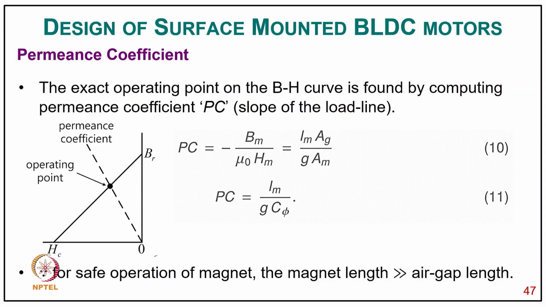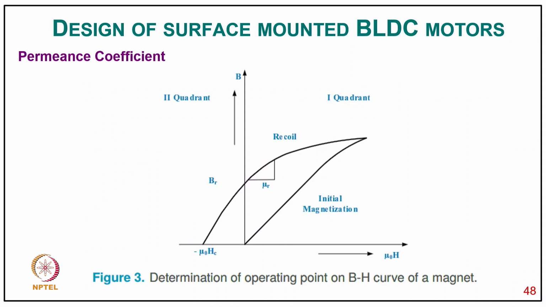So the exact operating point on the BH curve is found by computing the permeance coefficient PC as the slope of this line, PC equal to minus mu Bm divided by mu 0 into Hm, and that is equal to Lm Ag into g into Am, and this PC equal to Lm upon g into C phi. For shape operation of the magnet, the magnet length should be greater than the air gap length. And then coming to the permeance coefficient, it determines the operating point on the BH curve of the magnet.